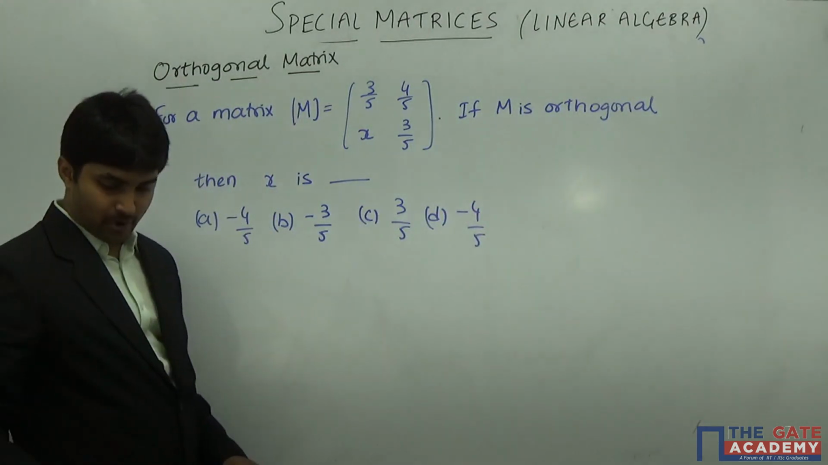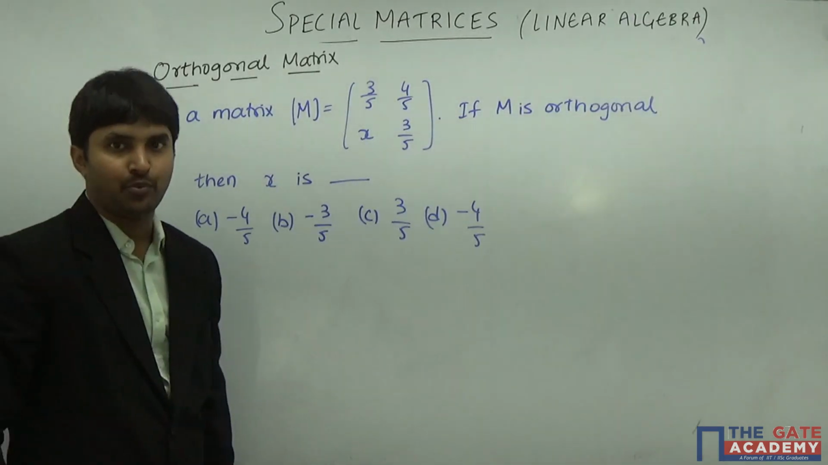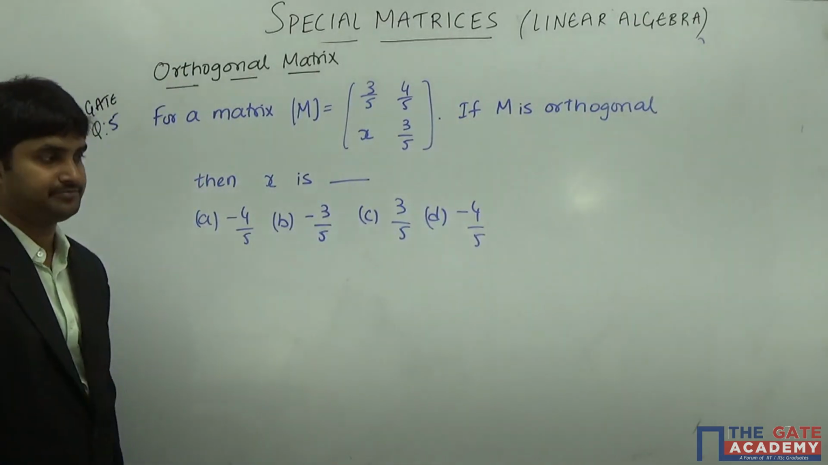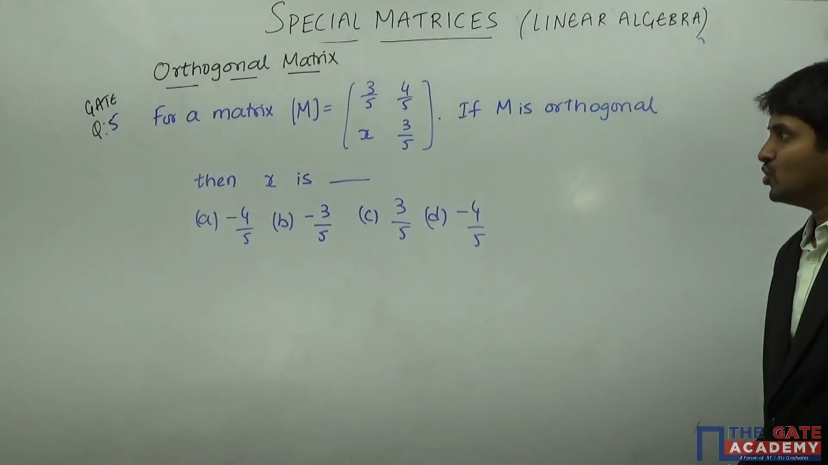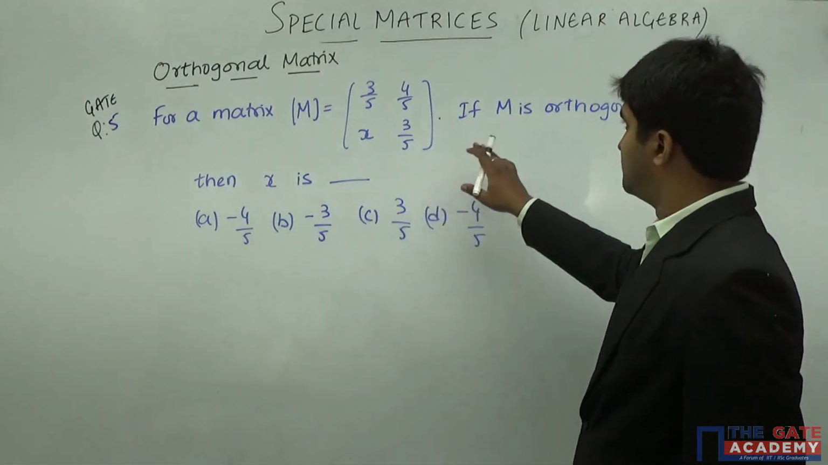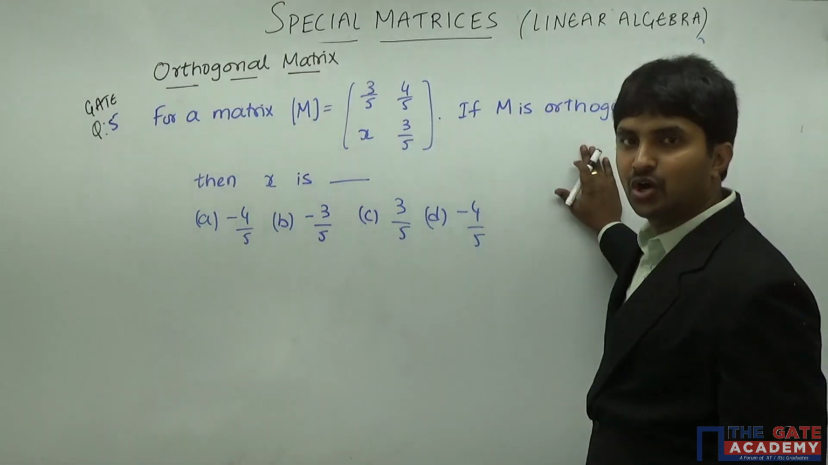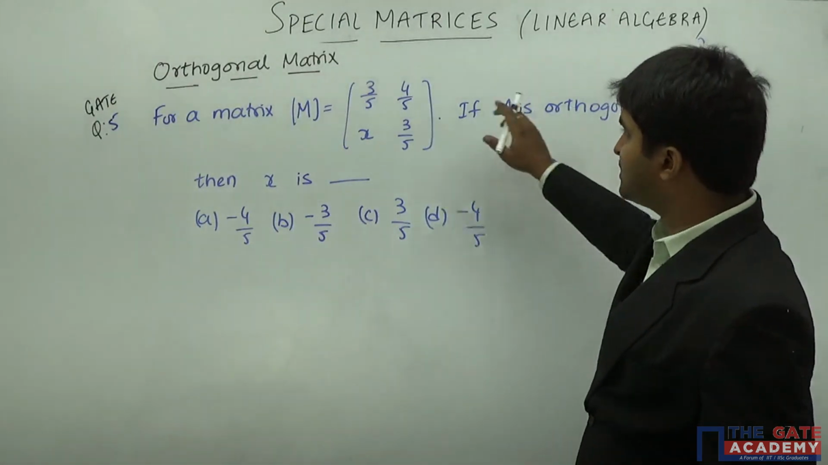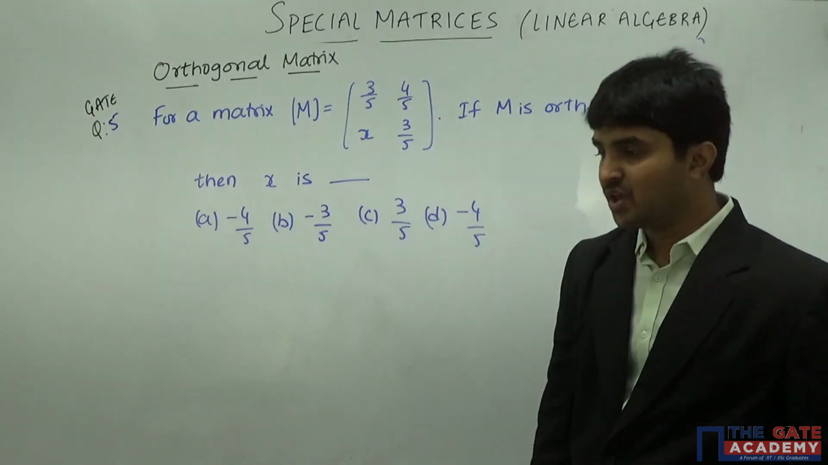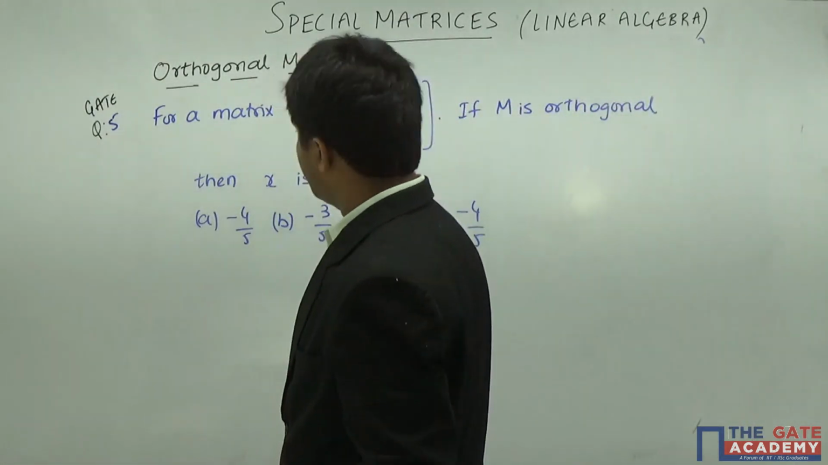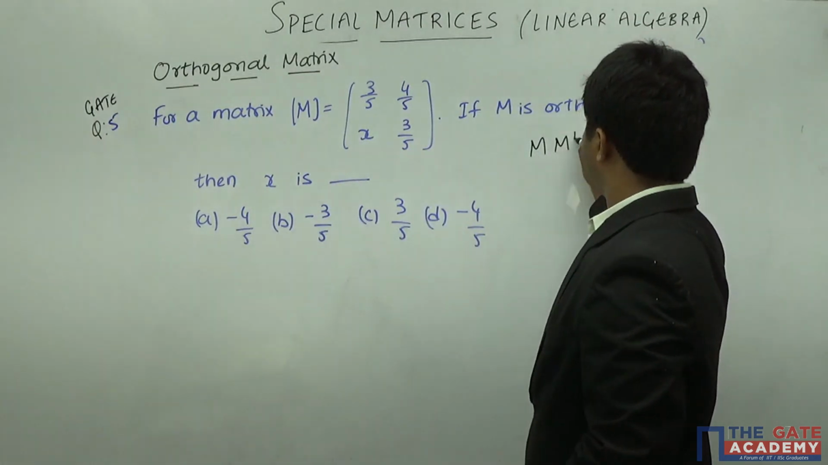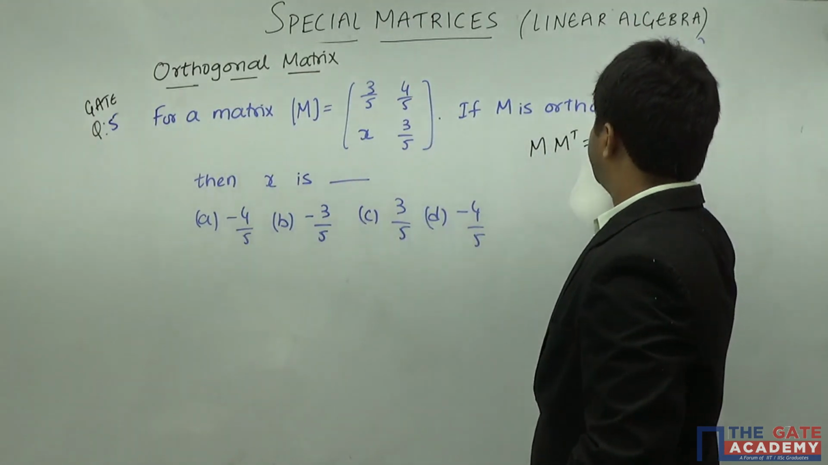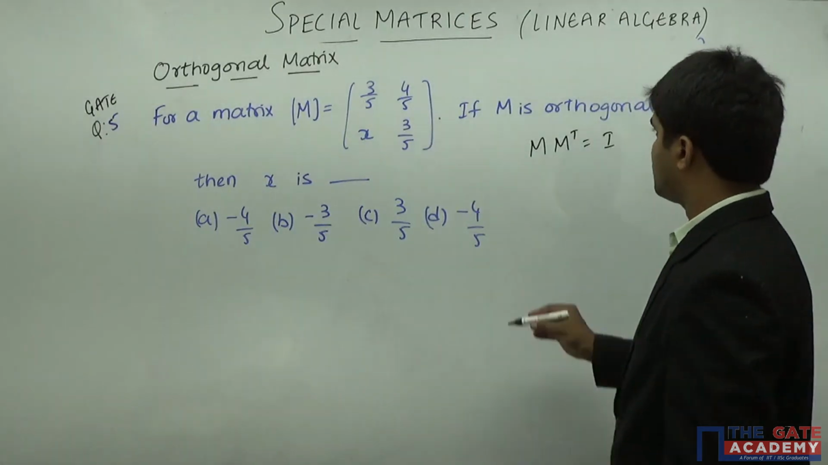So this is also a GATE problem. You can pause the video and solve it. I believe you got the right answer. So you have a matrix and it is given that it is an orthogonal matrix. You have to just find the value of x. One way to do it is that you can multiply the matrix with its transpose and equate it to an identity matrix.